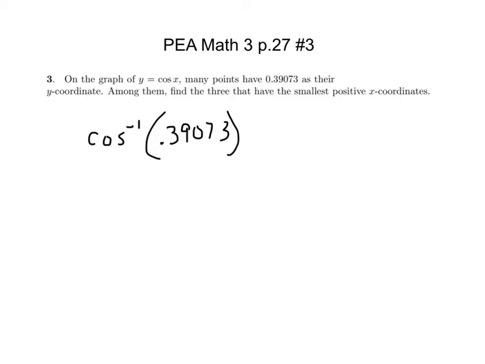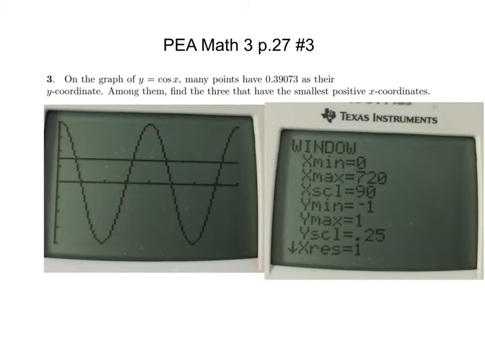That would only give you one angle, and we want 3 right off the bat, so that's why we're going to graph it. So let's go ahead and graph both of these and bring those in. All right, so I went ahead and graphed the two functions. This is y equals cosine x right here, and this is the 0.39073. I'm looking for the intersection points that are positive. So our 3 smallest positive x-coordinates are going to be here, there, and there.